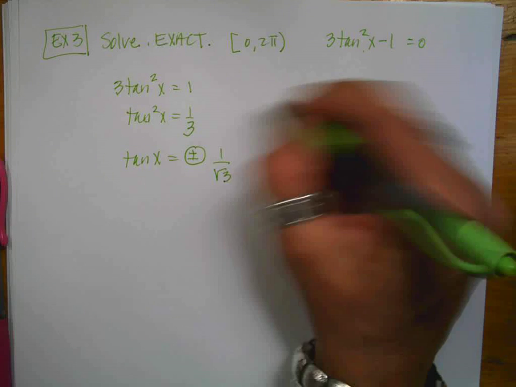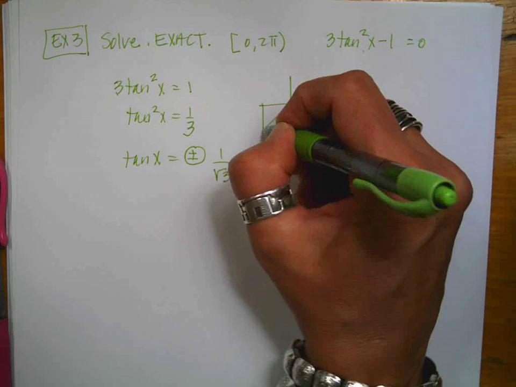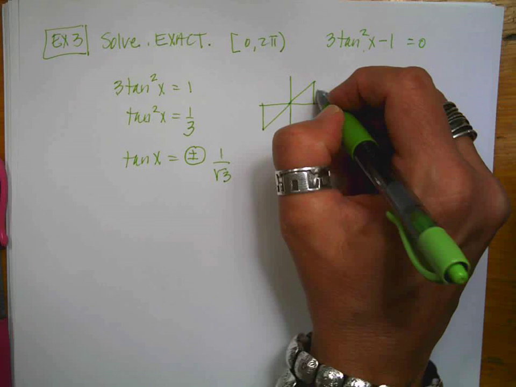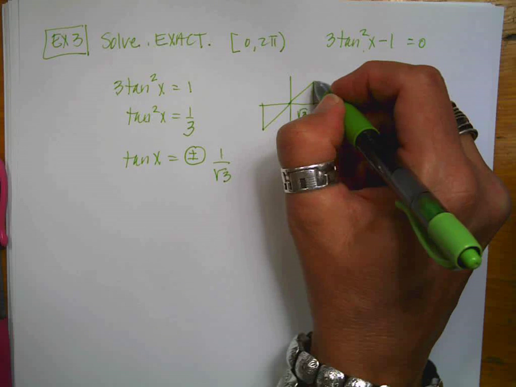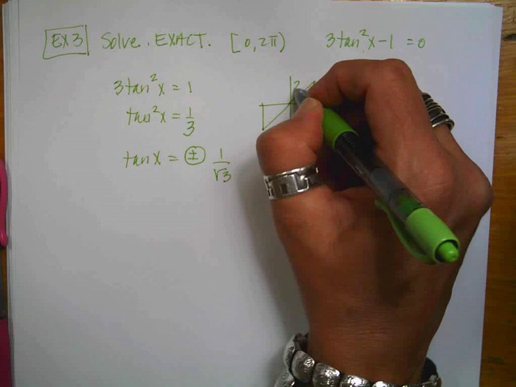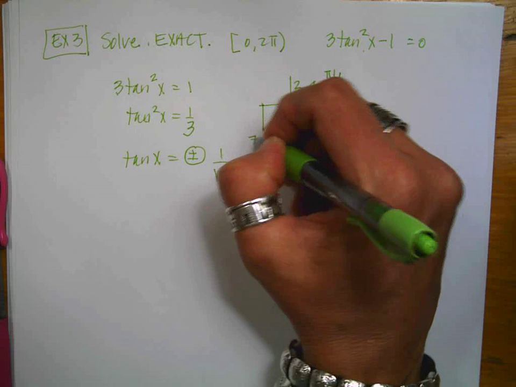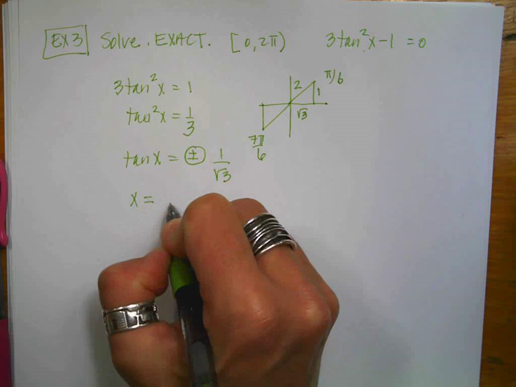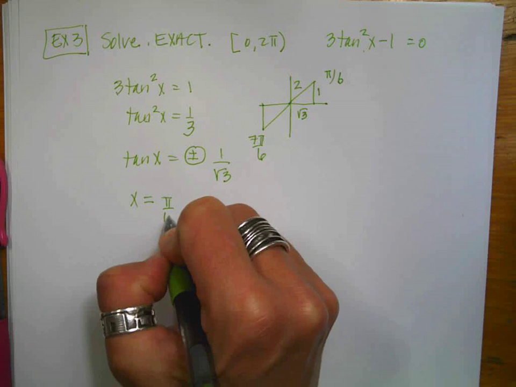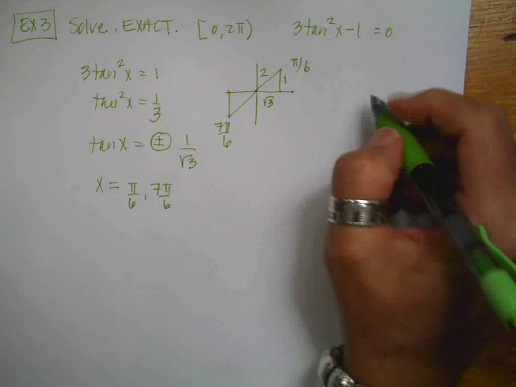So in this one, tangent is positive in the first quadrant and the third quadrant. Tangent is y over x, right? So that means this is 1, radical 3, this is 2, this is pi over 6, and this is 6 pi over 6, 7 pi over 6. So I'm going to write here x is equal to pi over 6 and 7 pi over 6.